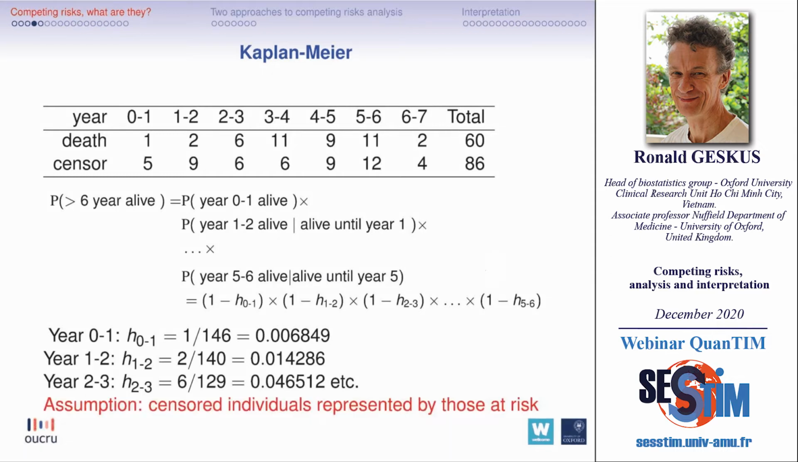There is, however, one very important assumption for the validity of this estimate, namely that the censored individuals can be represented by those at risk. We say something about the probability to die, and this is a way how to deal with the censored individuals. Basically, the ones that are censored, they're no longer followed, but everything that's happening after the censoring of an individual can be estimated based on the individuals that are still observed.